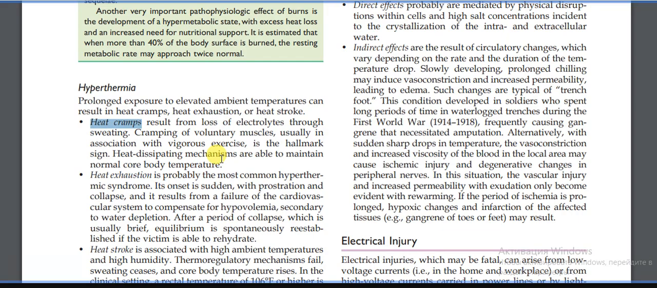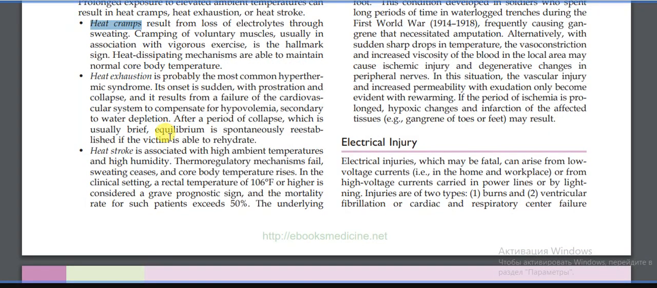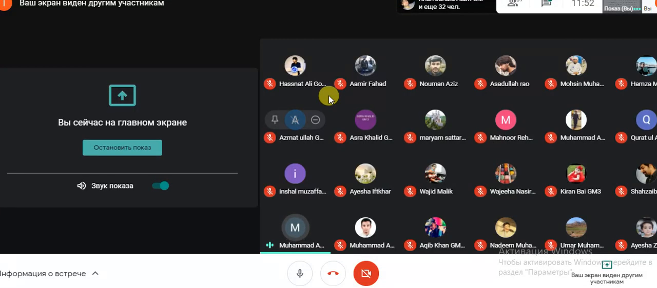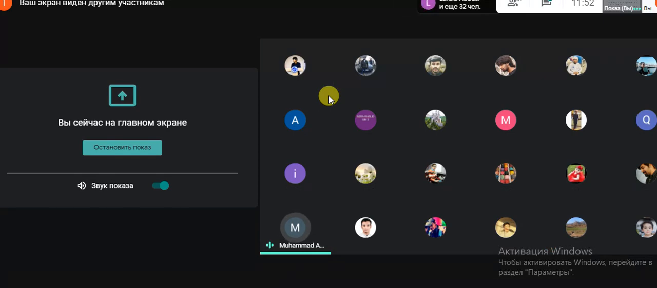Okay, then heat exhaustion. Yes. Sir, if someone has no sweating and only has heat loss through evaporation, then they will have no heat cramp because, sir, the electrolyte is not lost.